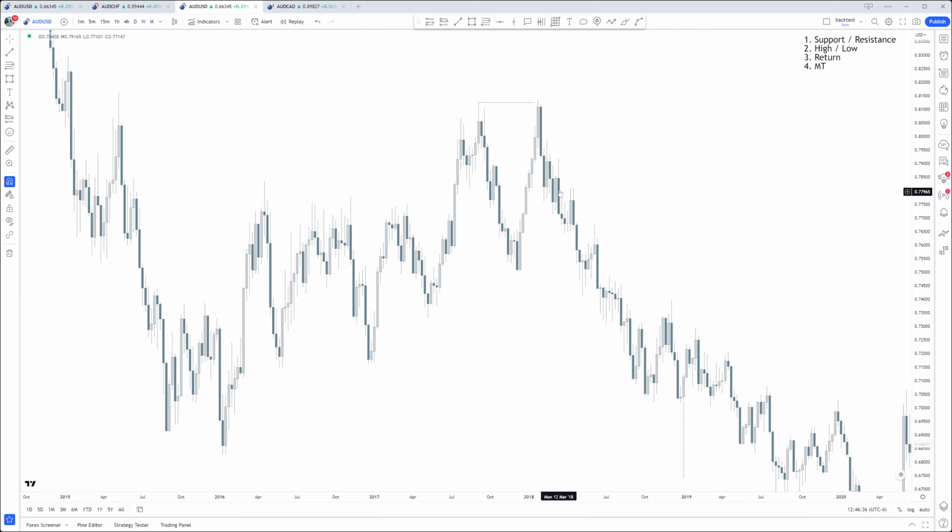Then we have another up candle right here. This up candle, is it coming off of resistance? Yes. Did it break the low of this up candle? Yes. The low got broken right here. Did it return to the order block? Yes, it returned right here. Did it respect mean threshold? Yes, it respected mean threshold.